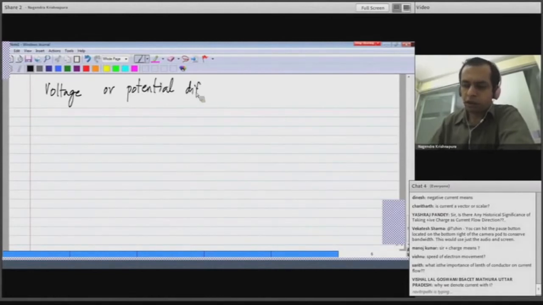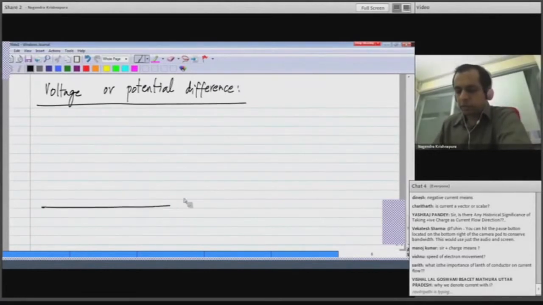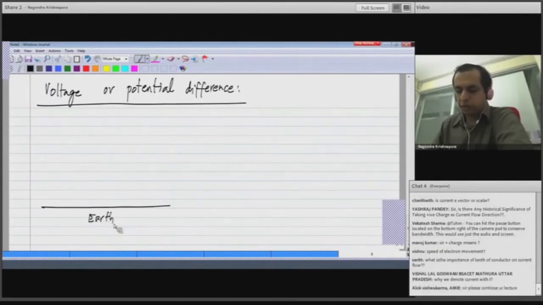When it falls from h1 to h2, it gains a potential energy which is mg times h1 minus h2. Okay, so it falls from a higher potential to a lower potential, and while doing so it gains potential energy.